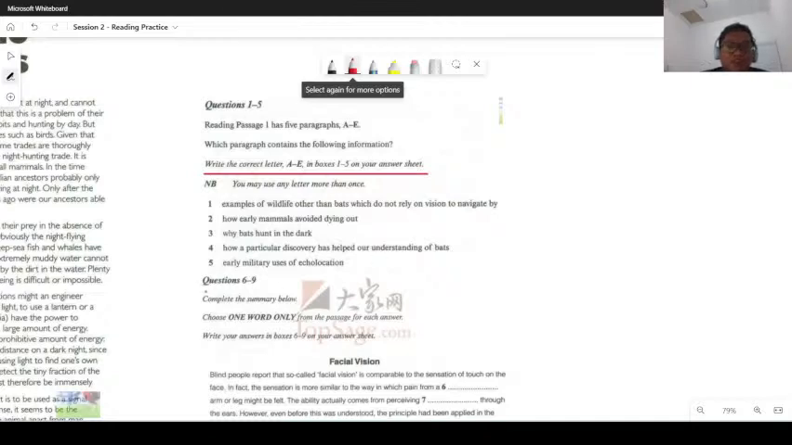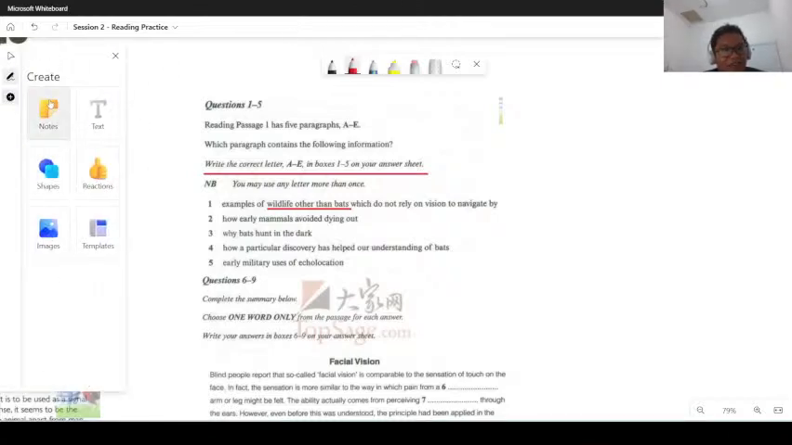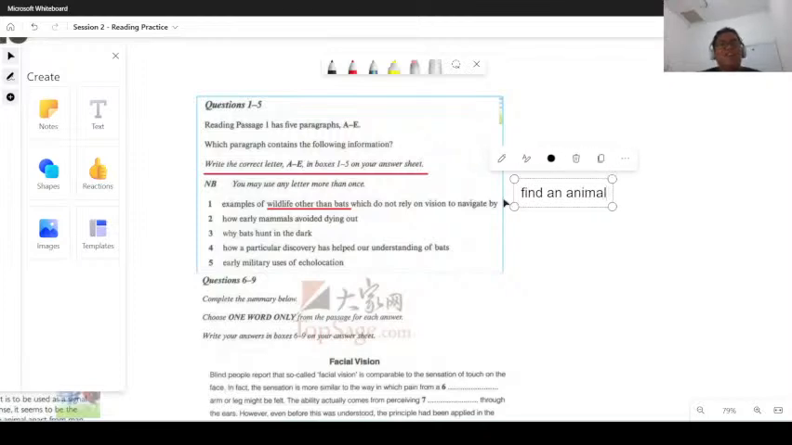All right. So let's say we take a look at examples of wildlife other than bats. So what does that mean? Wildlife other than bats. So we're looking for an animal, right? We have to find another animal other than bats. So what you want to do is find an animal, basically. The keyword is not mentioned here in regards to what animal you're looking for, but you need to find words that contain another animal other than bats.